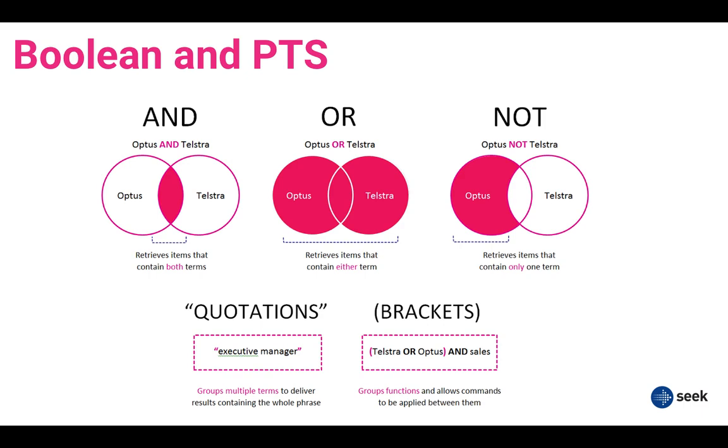The next command is or. So if you're happy for this candidate to have either Optus or Telstra experience, use or. So we'll look for either one of those terms in their CV. Not, so in this case we've got Optus, not Telstra. My candidate will have Optus experience, but not any mention of Telstra in their CV at all.